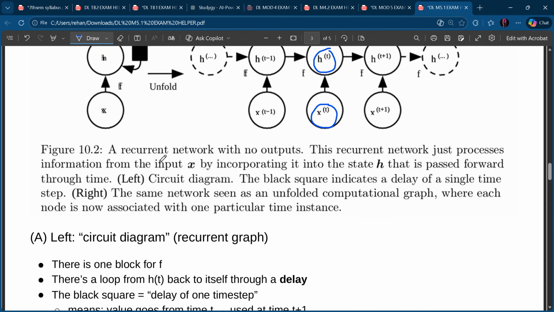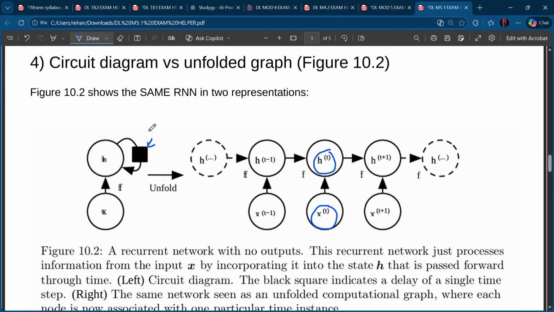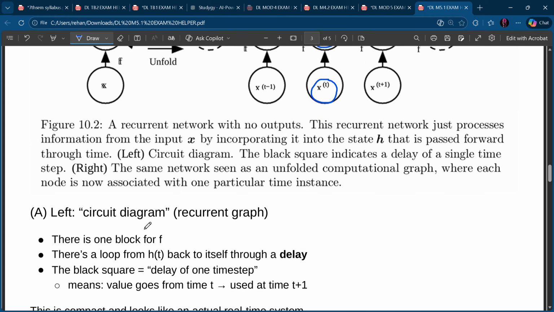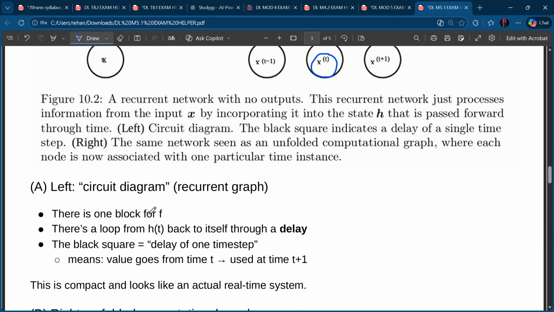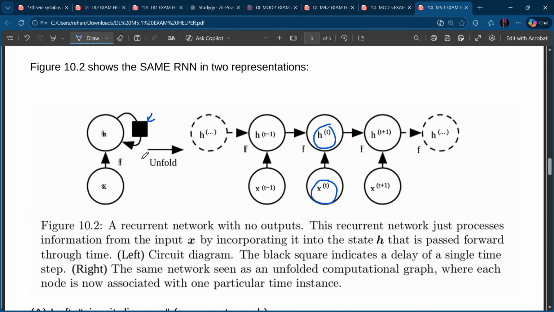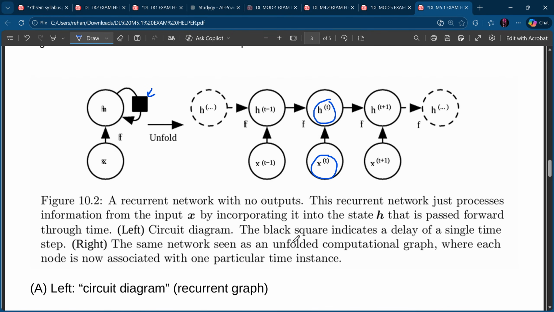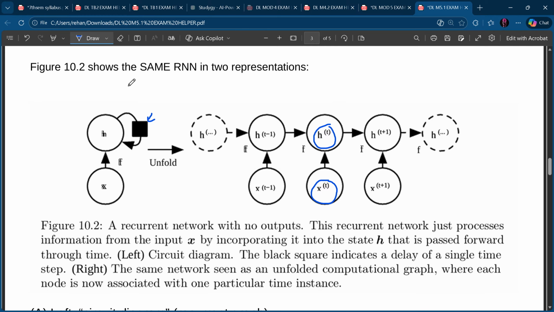So this is a time step. There is one block for f, and a loop from h t back to itself through a delay. This black box is nothing but a delay of one time step. It means a value generated at t is used back at t plus 1, sorry, t plus 1, not t minus 1. So suppose we generate h t, now I use it again, and h t plus 1 is formed. Then again it is used, so it will be t plus 2, and it goes on like that.